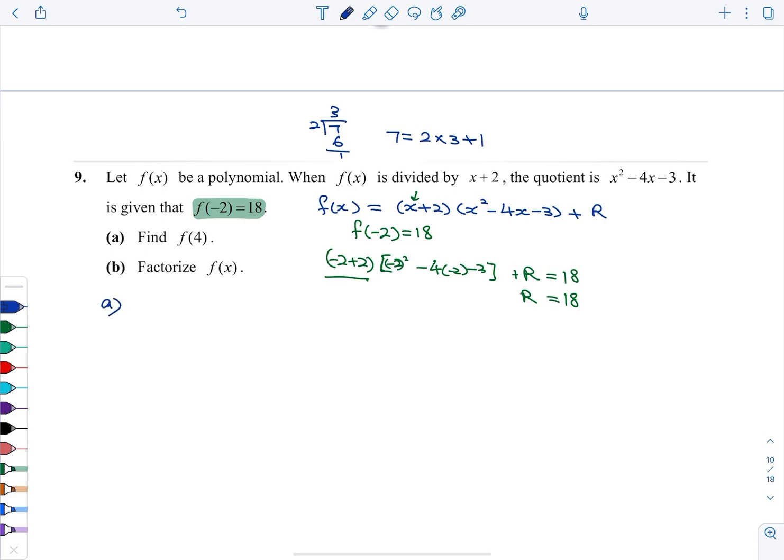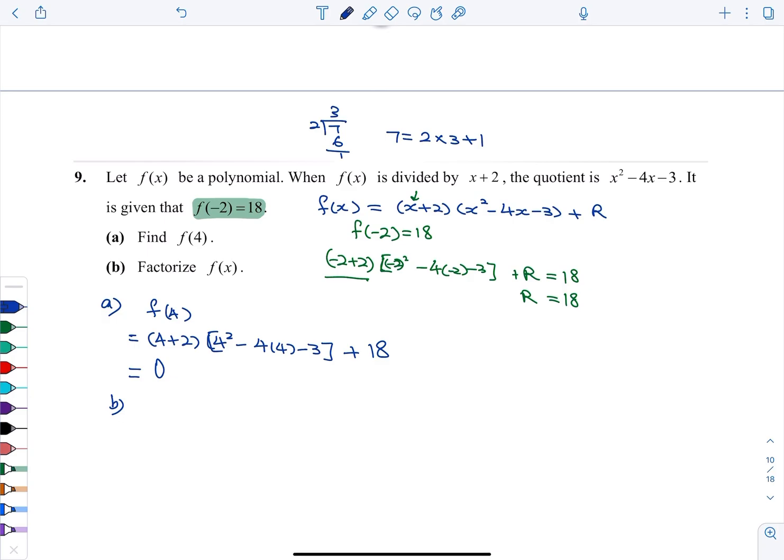Can you find out part A? f(4). Replace the x by 4. So (4 plus 2), (4 squared minus 4 times 4 minus 3), bigger bracket because you have a bracket inside, and r is 18. So your answer, you will be able to get that as 0. If it's a 0, what does that mean? The remainder is 0. So it is a factor.